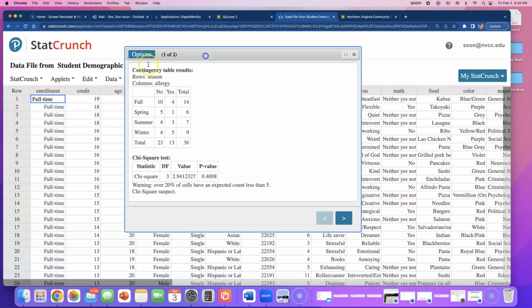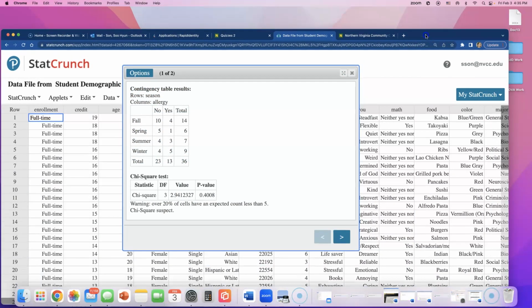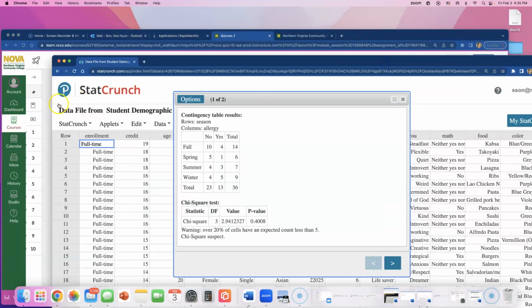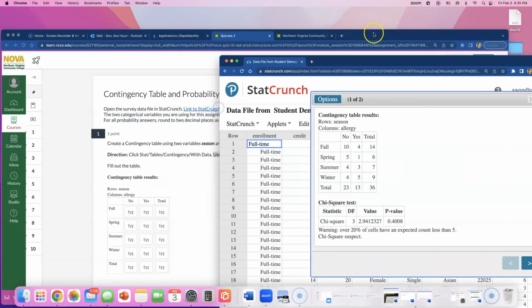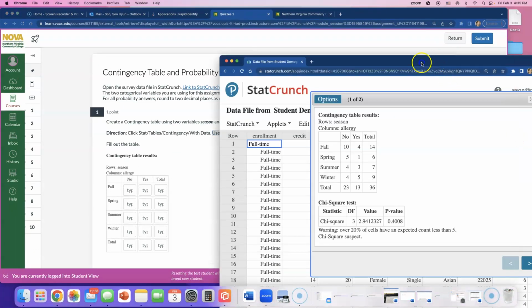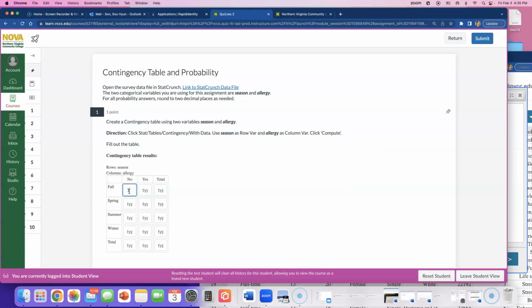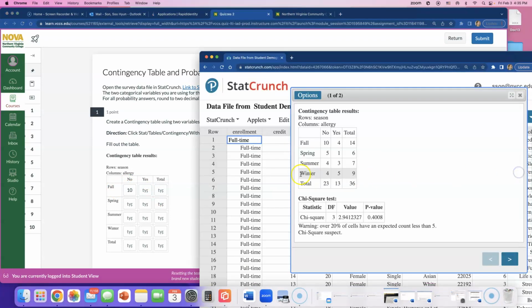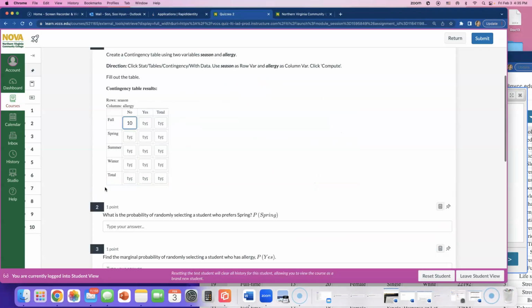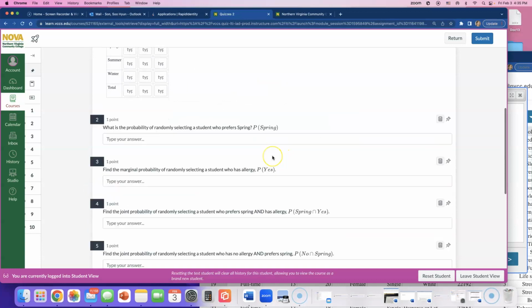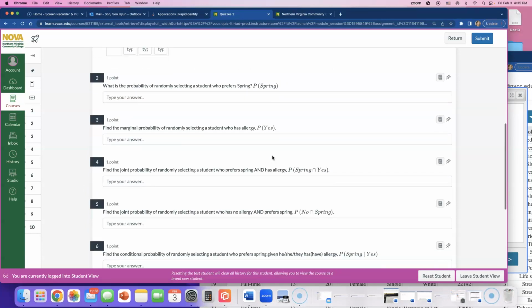Now you'll get this table, and this is what you want to type in to this quiz. I'm going to take this out a little bit, and you notice that this is where you get to type in all the numbers, right? So for fall, no, you'll type in 10 and so on. So go ahead and do that, all right? Now, using this table, I'm going to answer some questions that are very similar but not exactly the same.